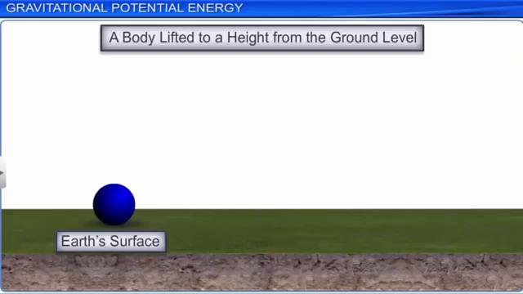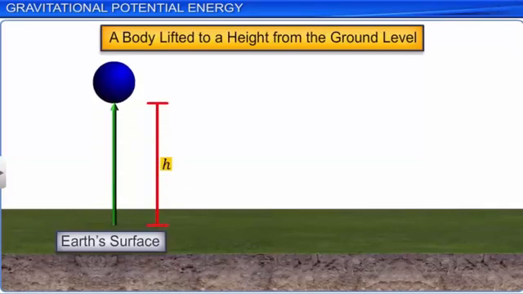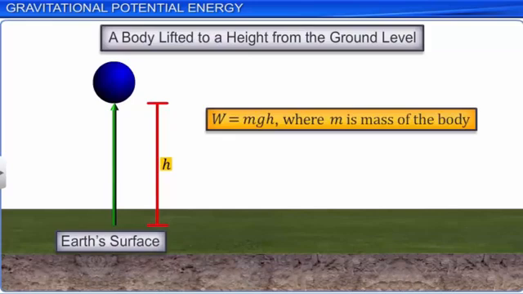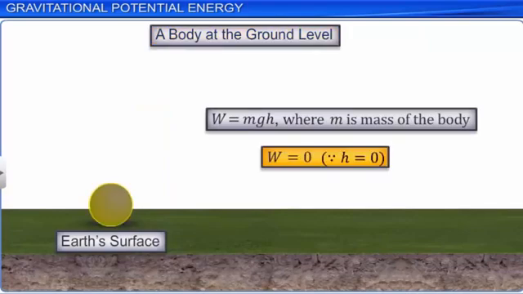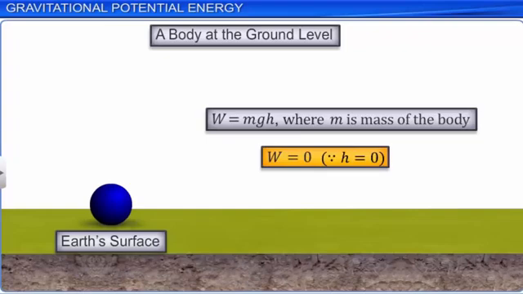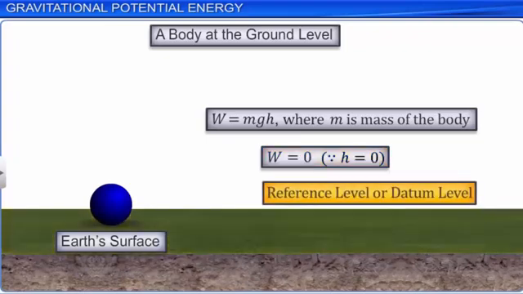Earlier, you learned that when a body is lifted to a height from the surface of the Earth, the work done on the body is denoted by the expression W is equal to mgh, where m is the mass of the body. When a body is at ground level, the work done on the body is 0, as its height is 0. Thus, the ground is taken as the reference level or the datum level. The work done on the body while lifting is stored in it in the form of gravitational potential energy.